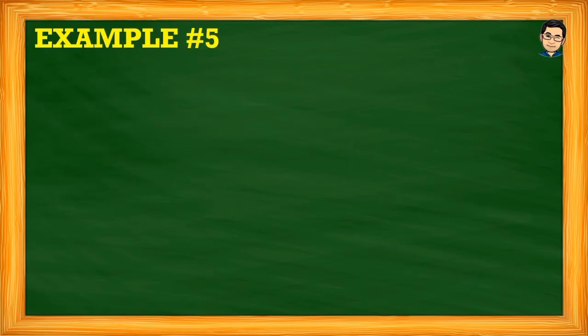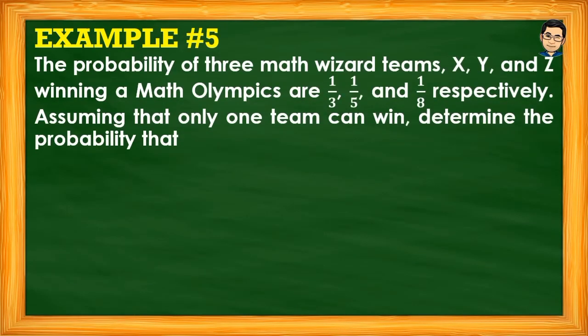So for example number 5, the probabilities of 3 math wizards teams X, Y, and Z winning a math Olympics are 1/3, 1/5, and 1/8 respectively. Assuming that only one team can win, determine the probability that either X or Y wins. Okay, so simple lang siya. Either X or Y wins.